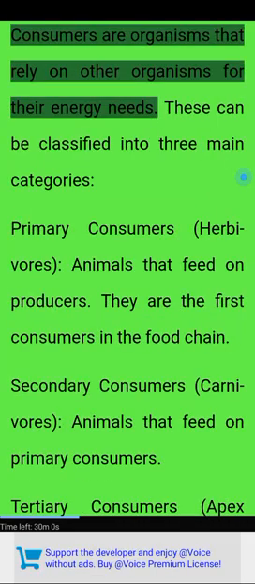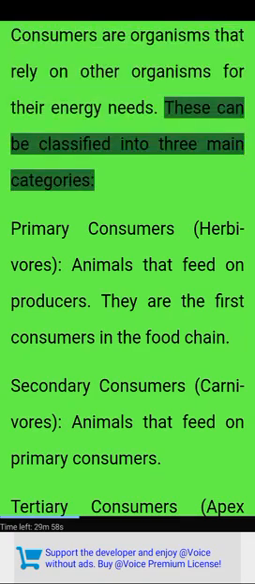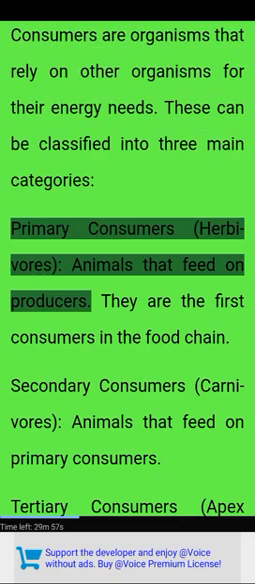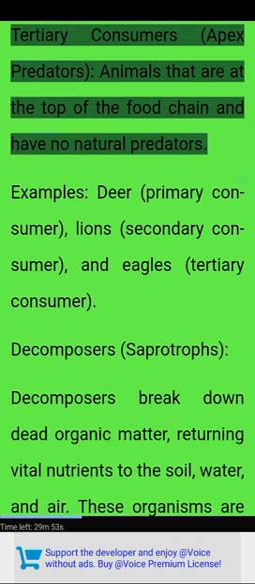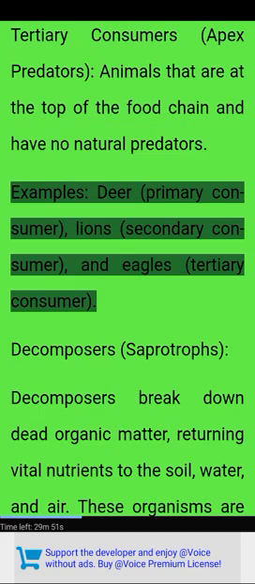Consumers, heterotrophs. Consumers are organisms that rely on other organisms for their energy needs. These can be classified into three main categories. Primary consumers, herbivores, animals that feed on producers. They are the first consumers in the food chain. Secondary consumers, carnivores, animals that feed on primary consumers. Tertiary consumers, apex predators, animals that are at the top of the food chain and have no natural predators. Examples: deer, primary consumer; lions, secondary consumer; and eagles, tertiary consumer.